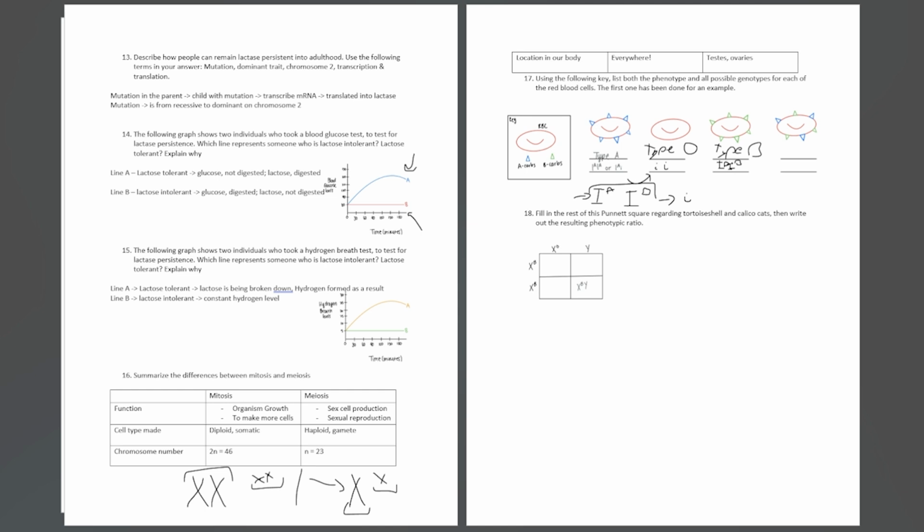Looks like that: IB IB, or IB i. Because once again, the lowercase i is not represented because the antigen is not. There is no antigen for type i blood. Therefore, it's recessive. So for this one, we have both A and B. So we have type AB. Pretty straightforward.